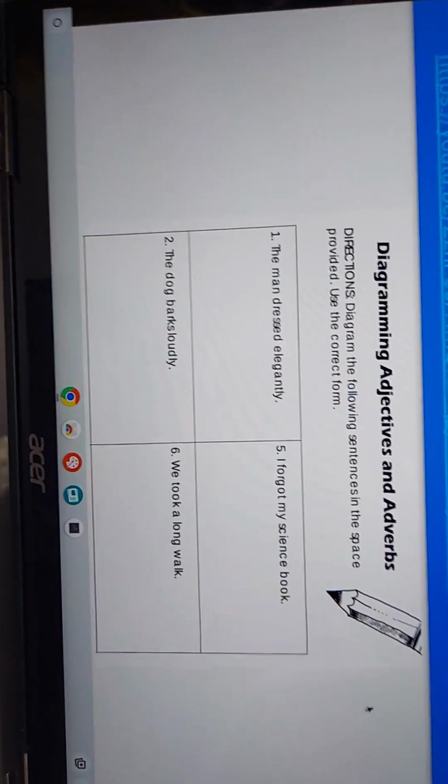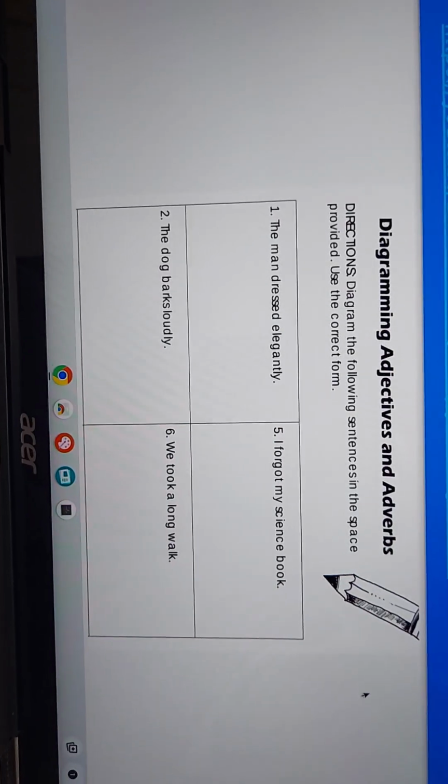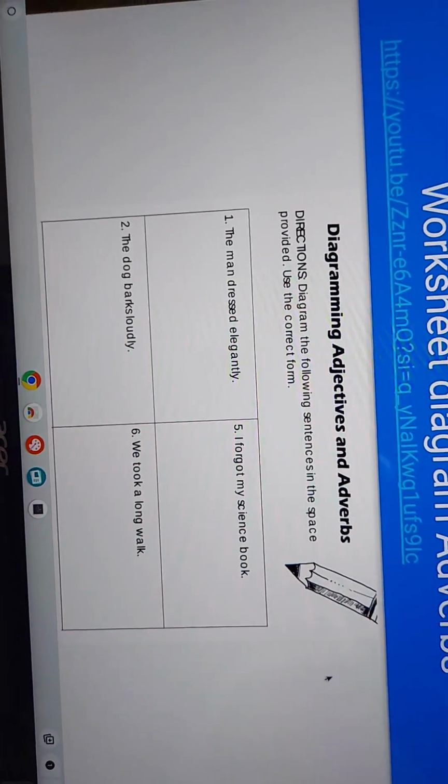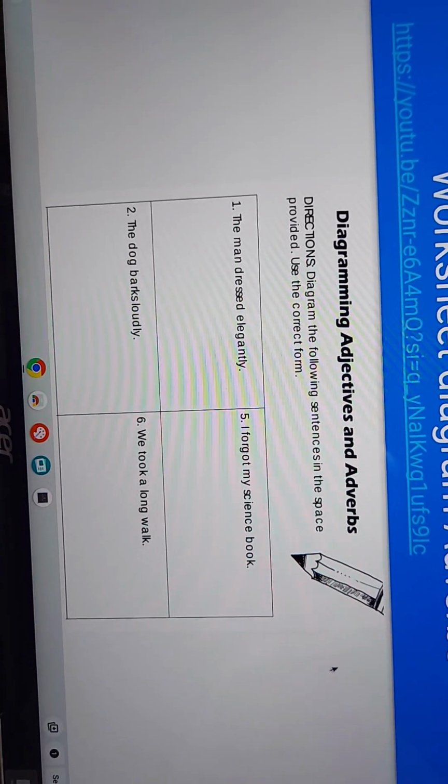Okay. All right. You see number 1 where it says, the man dressed elegantly. Okay. What's the subject and the verb in that sentence?